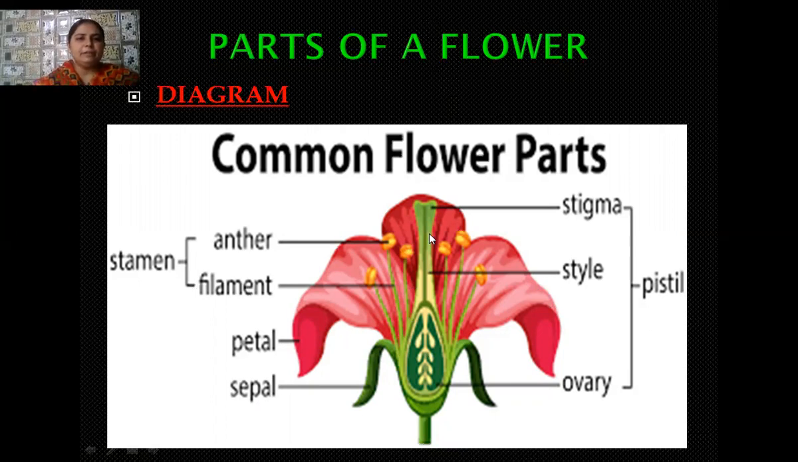Similarly, the female reproductive organ here is pistil, or sometimes we can use the word carpel. So pistil has three parts. Stigma, which is the topmost receptive part of the pistil. It always receives pollen grains during the process of fertilization. And a bridge-like structure which connects the stigma with the ovary is known as style. And ovary is the basal swollen portion which contains many ovules that are arranged on a cushion-like structure known as placenta. So these are the components of a common flower.